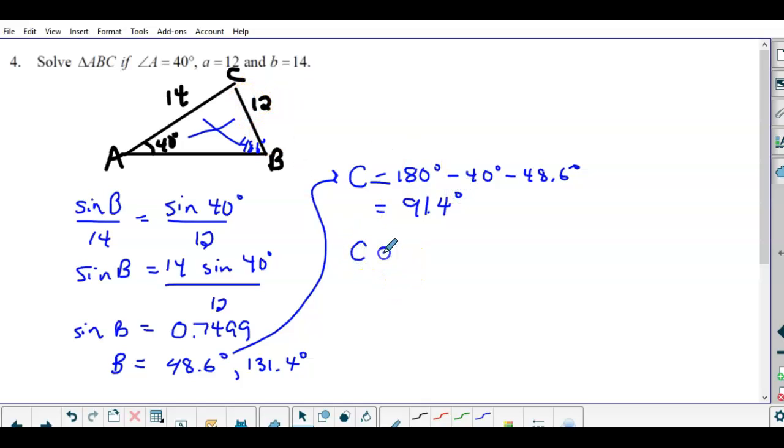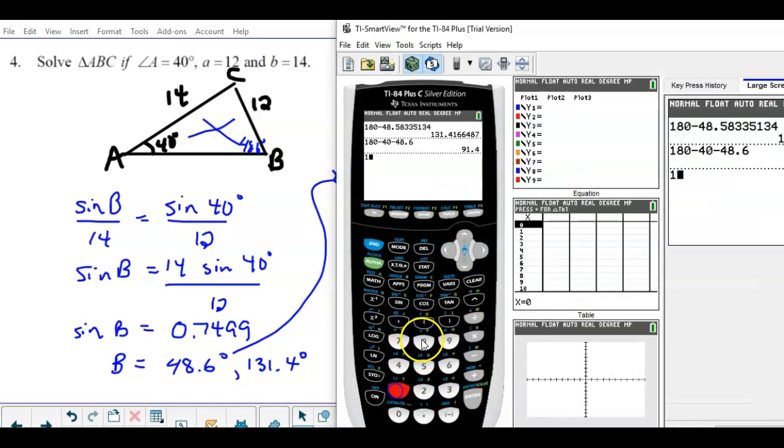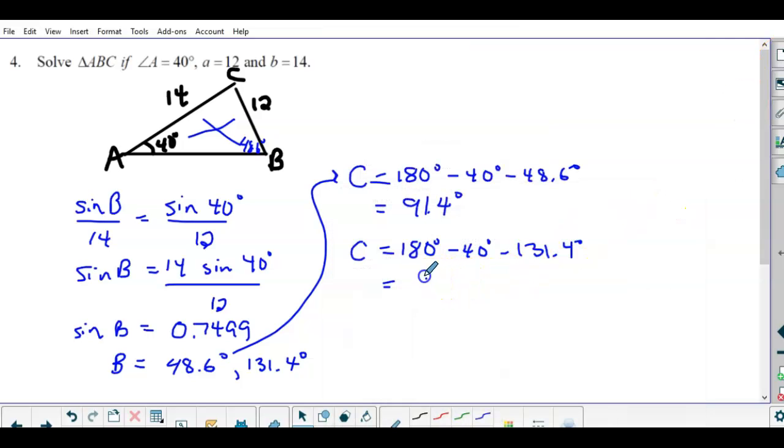Or you could have C equals 180 minus 40 minus 131.4. So 180 minus 40 minus that 131.4, and that is 8.6. So it's a really tiny angle, but it does exist. If you ended up getting a negative, then you know it doesn't exist. So I tend to always just calculate the two possible angles and then see if the triangle works.